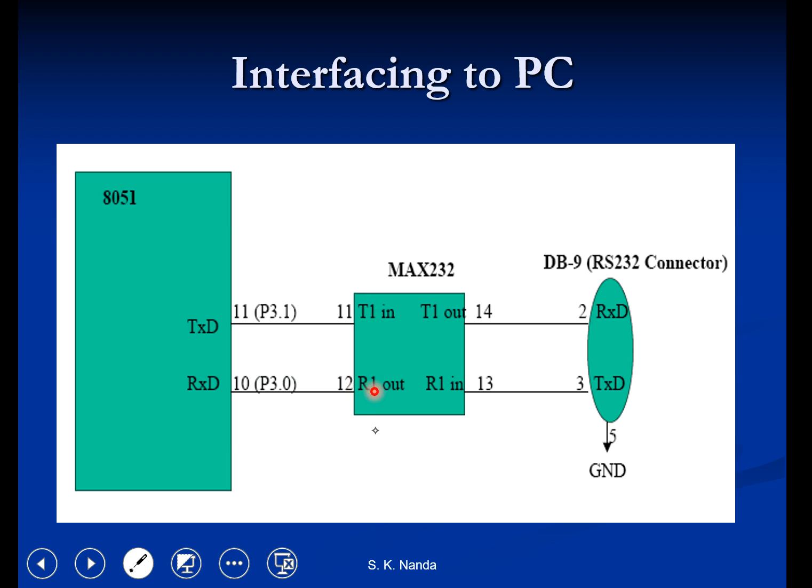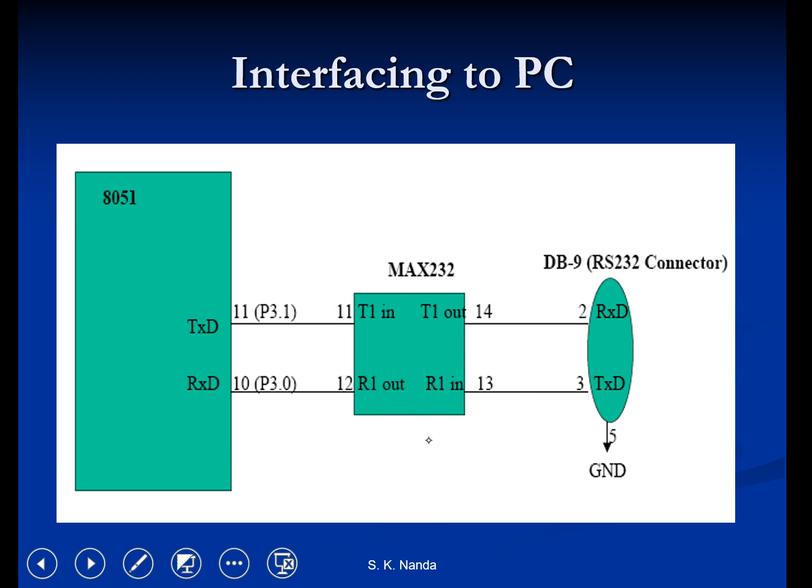MAX232 has two sets of line drivers for transferring and receiving the data. The line drivers used for transmission are called T1 and T2, whereas the line drivers for the receiver are designated as R1 and R2, also called RIN and ROUT. The connection of MAX232 with computer and controller is shown in the circuit diagram.